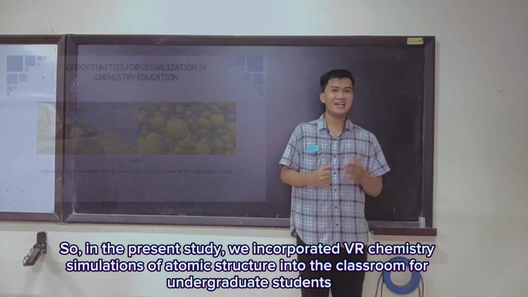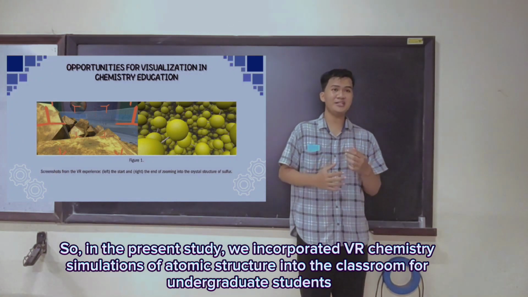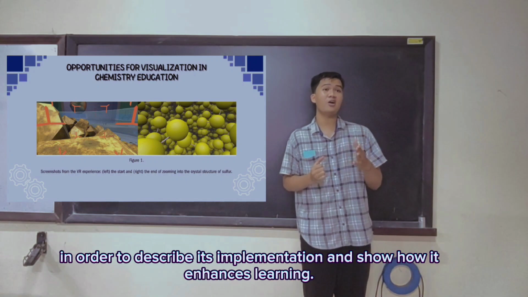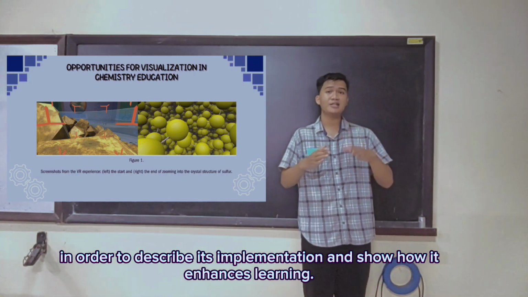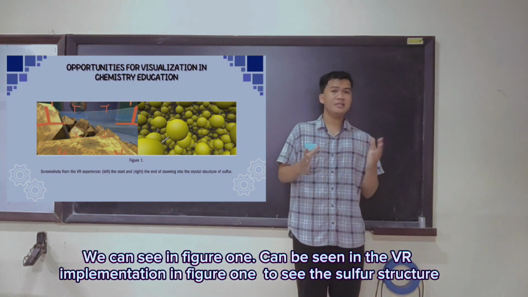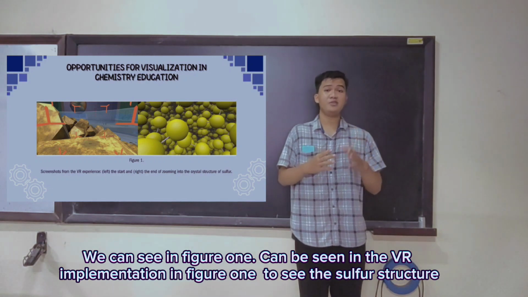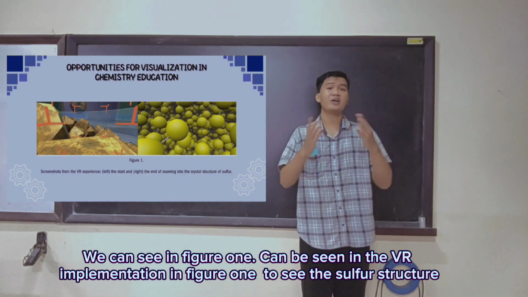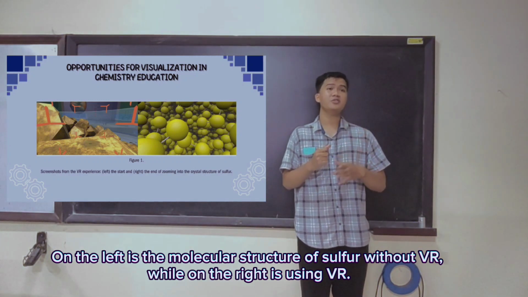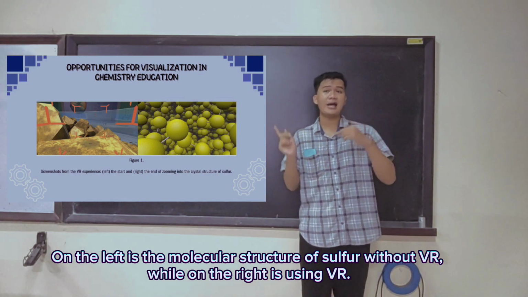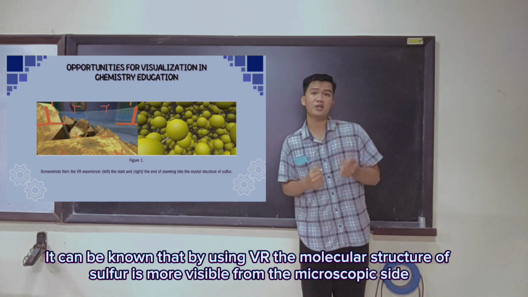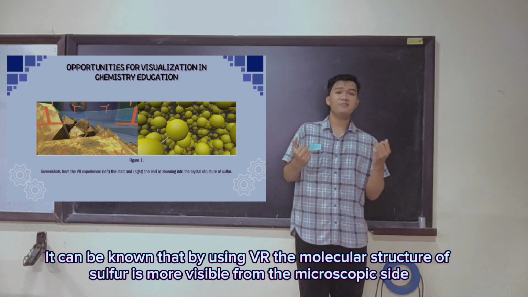So, in the present study, we incorporated VR chemistry simulation of atomic structure into the classroom for undergraduate students in order to describe its implementation and show how it enhances learning. We can see in figure 1 the VR implementation to see the sulfur structure. On the left is the molecular structure of sulfur without VR, while on the right is using VR. It can be seen that by using VR, the molecular structure of sulfur is more visible from the microscopic side.